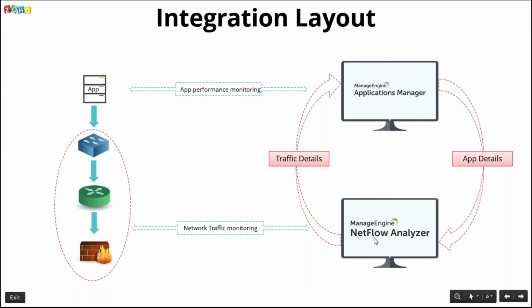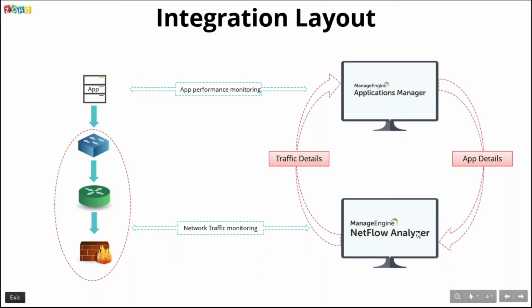And the NetFlow Analyzer is monitoring the other set of devices. NetFlow Analyzer is not monitoring any of your servers or VMs. It is monitoring the network devices, your switches, routers, firewalls, these kinds of devices, which forward NetFlow packets to the NetFlow Analyzer. Those are the things getting monitored here. Now, the NetFlow Analyzer has the information taken from the network devices. Applications Manager has the information taken from your application servers.